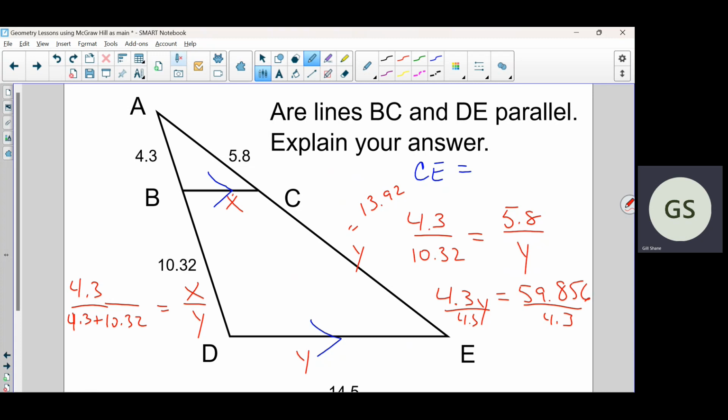So you could have actually solved this problem, by the way. We could have done this same concept. We could have said 4.3 over 4.3 plus 10.32 is equal to, so again, we're not doing that. Let's set up an equation. What would I do to set up the equation with the right side if I'm doing it this way?